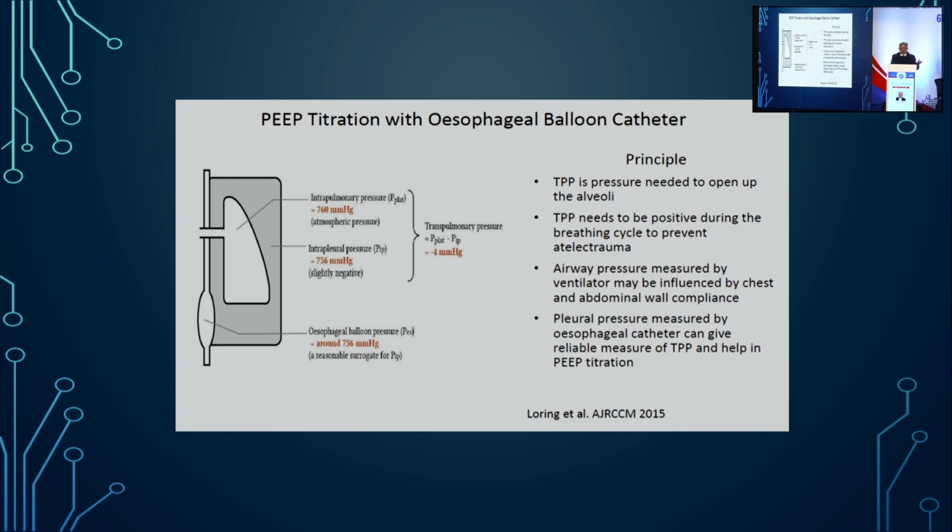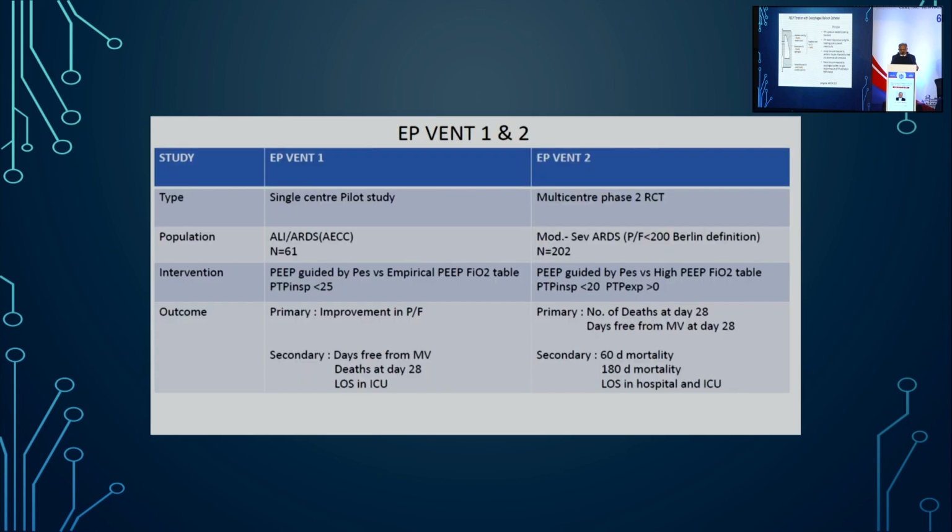So, transpulmonary pressure is the pressure differential between the alveolar pressure, the airway pressure, and the intrapleural pressure. Now, this is what ultimately produces the barotrauma and atelectrauma. I'll come to that a bit later. And this is affected obviously by the airway, the lung compliance, the chest wall compliance, and the resistance also. So, this is the EPVENT 1 and 2 studies.